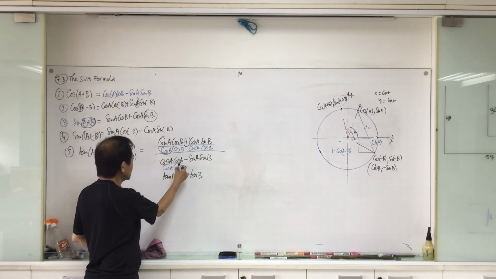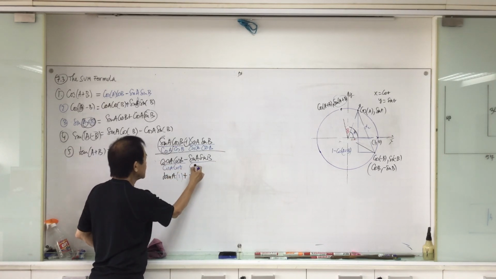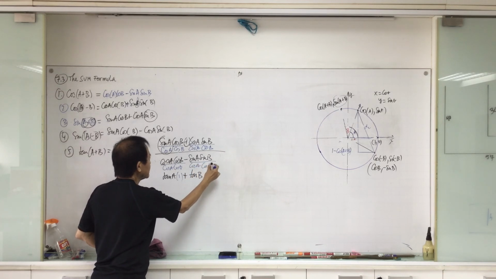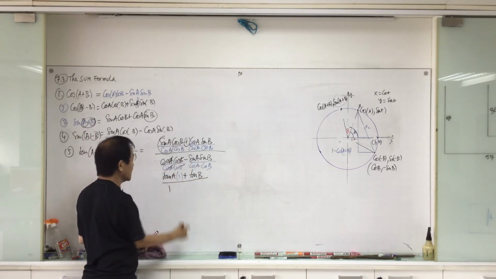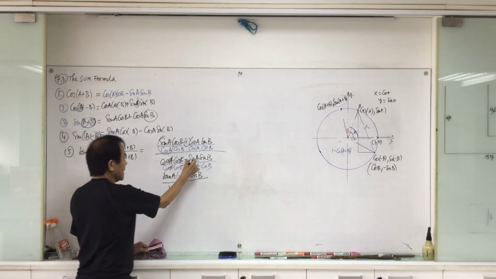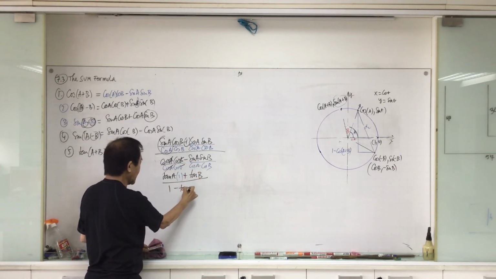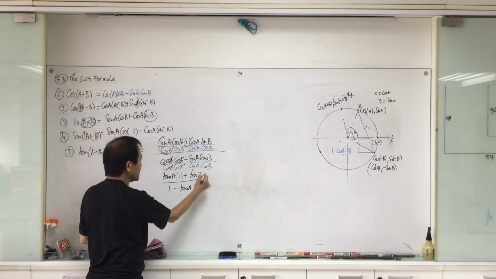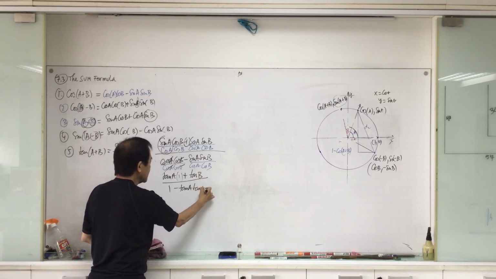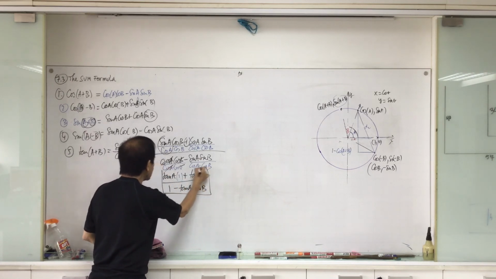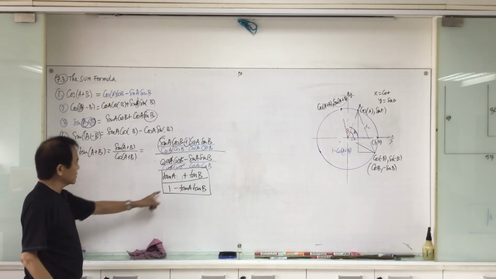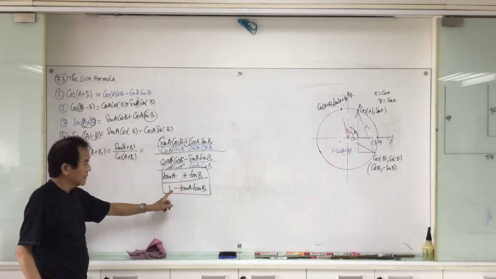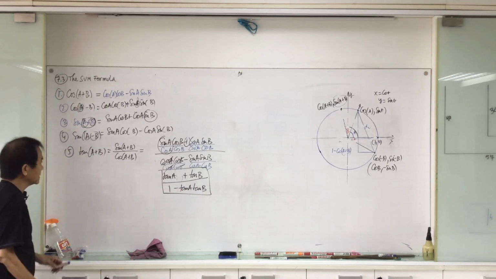Cosine A, cosine B, divided by cosine A, cosine B. So cosine A divided by cosine A equals 1, cosine B divided by cosine B equals 1. Then you get 1 here. Sine A divided by cosine A equals tangent A. Sine B divided by cosine B equals tangent B. So here is the sum formula for tangent: tangent A plus B equals tangent A plus tangent B over 1 minus tangent A tangent B.